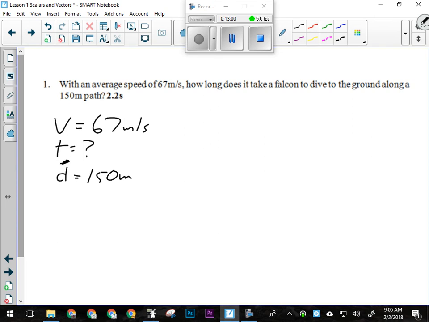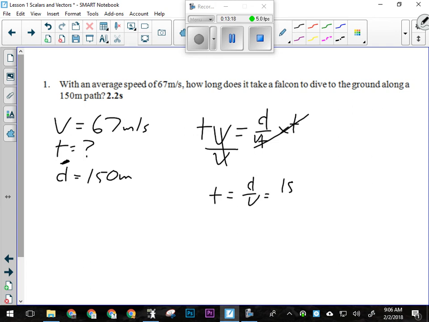So I've got V, I've got D, but I don't have T. V equals D over T, and I'm solving for T, which means multiply both sides by T, and then divide both sides by V. I'll end up with T equals D over V, 150 meters divided by 67 meters per second, which will give me a time of 2.2 seconds. Everybody all right with that?